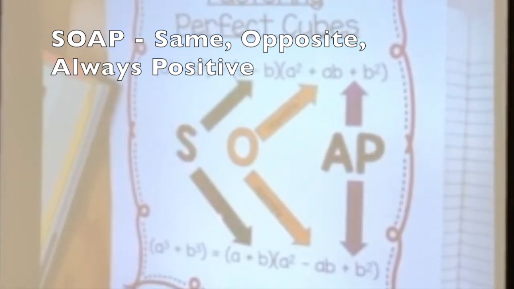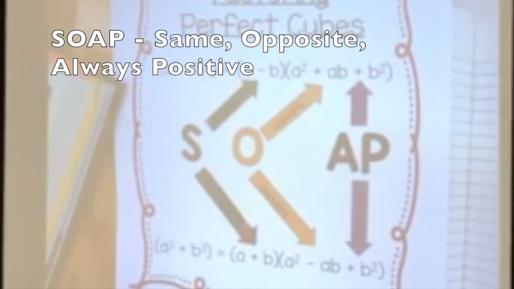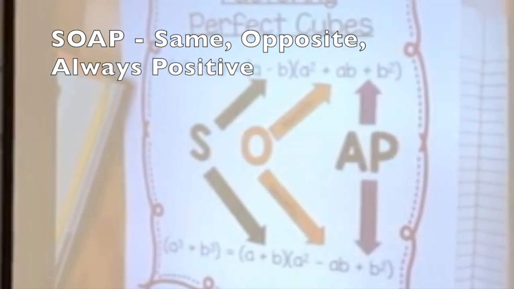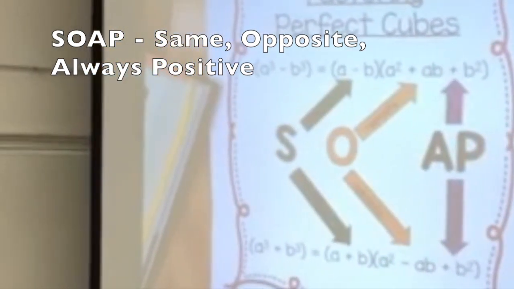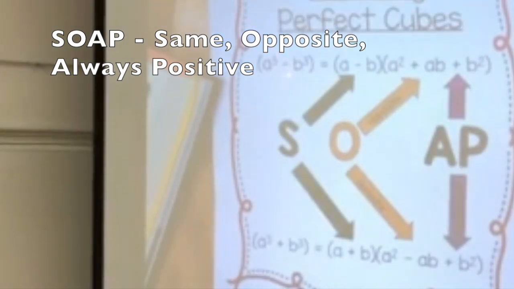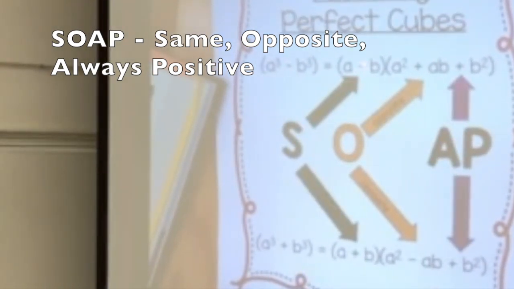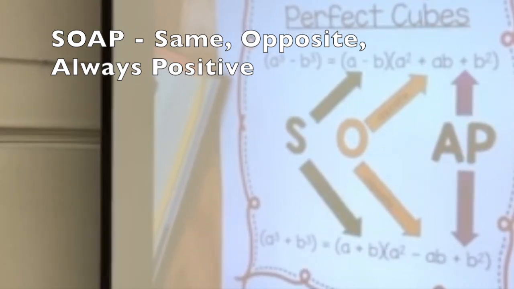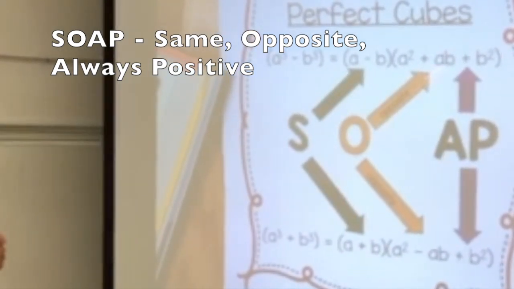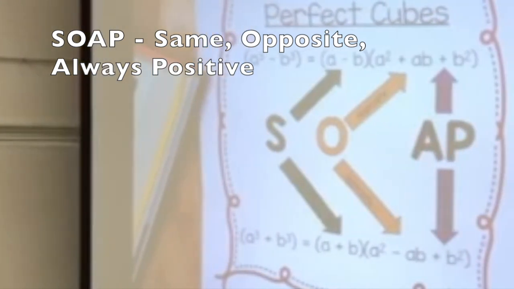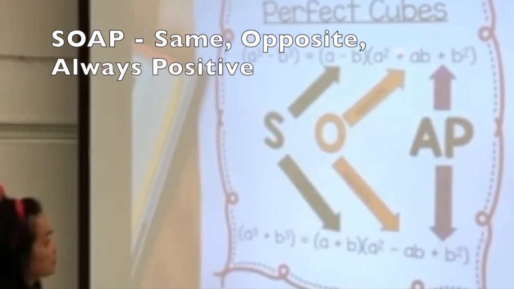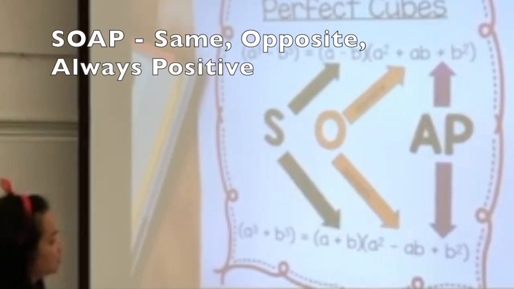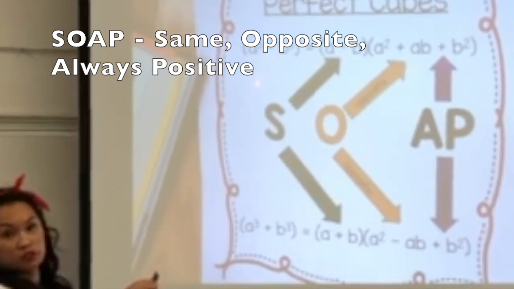So, what does it say on your little paper for S? Same. That means it's the same sign as the original. So look at the original. Okay, O. What does it say on yours? Opposite. So that means the next sign is the opposite sign of the original.